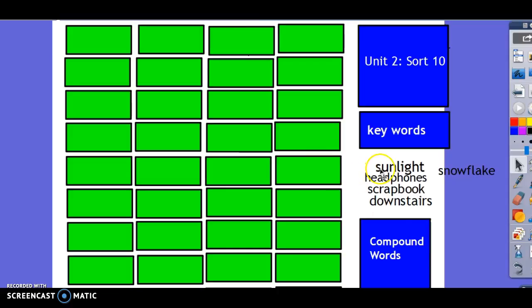So, for example, this first word, sunlight. If we look at this word, there are two different words within it, sun and light. They could be separate, but when we put them together, we create a new meaning.